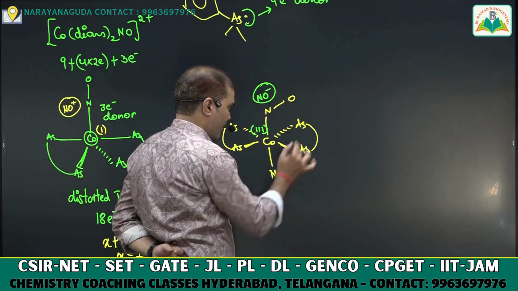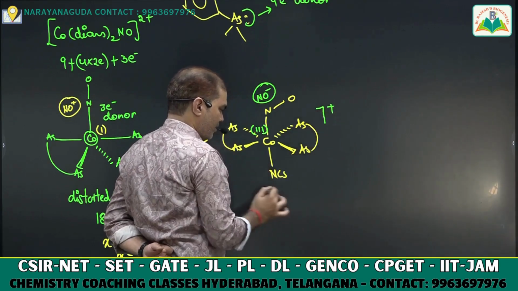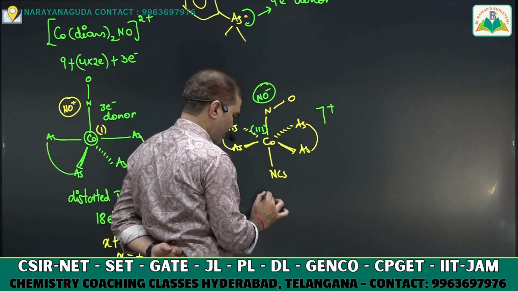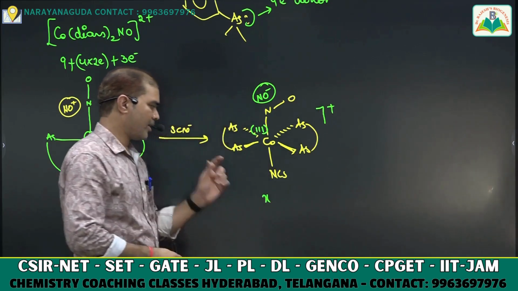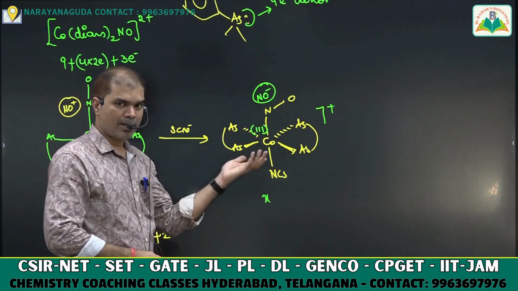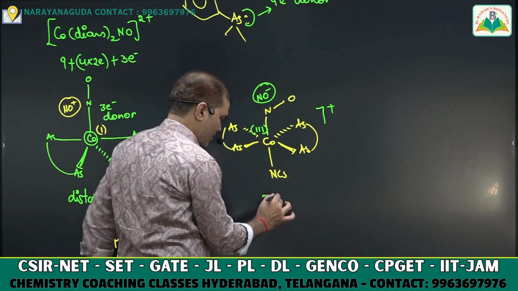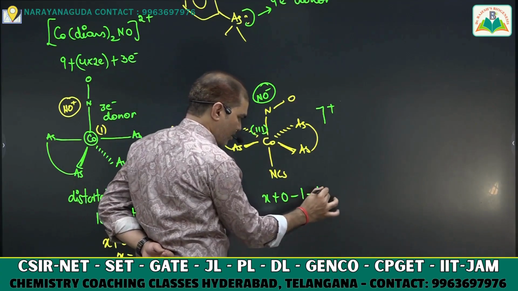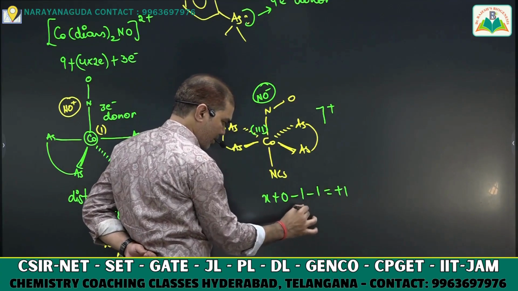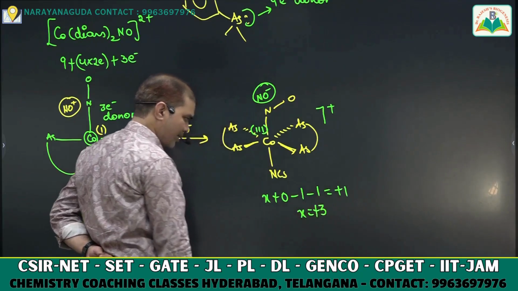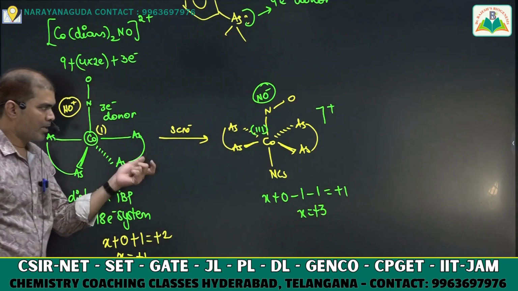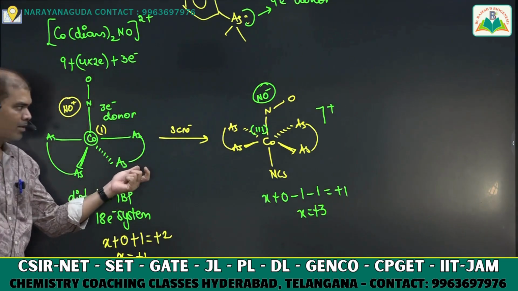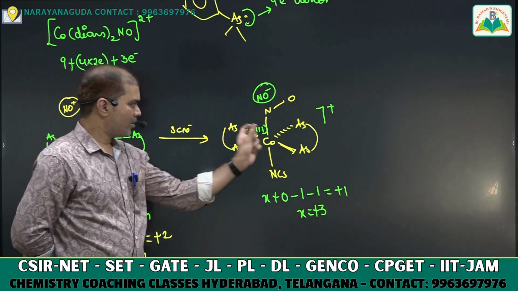NCS is 1 minus charge and the complex is carrying 1 plus charge. So if I take cobalt, if I don't know the oxidation state, I am taking it as X. 2 diarsines are neutral, therefore I am taking it as 0. 1 thiocyanate minus 1, 1 nitrosyl minus 1. Altogether this is equal to +1, so X is present in +3 oxidation state. So cobalt, which was in +1 oxidation state in the reactant, is now converting into +3 oxidation state in the product.